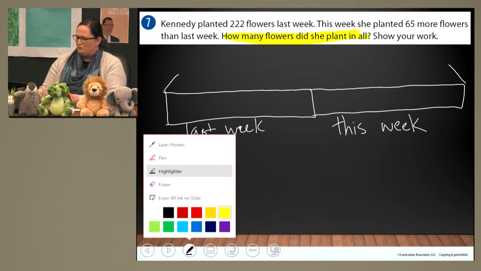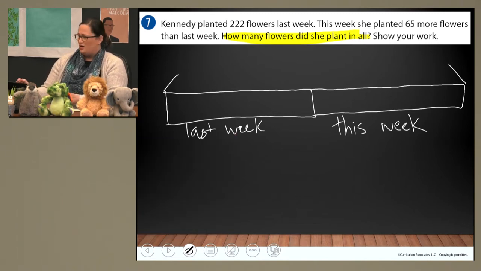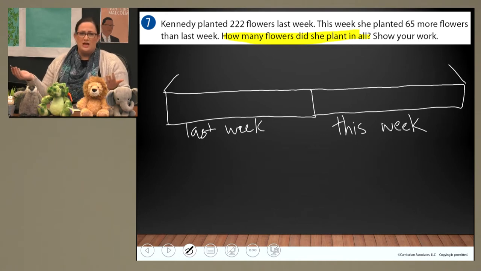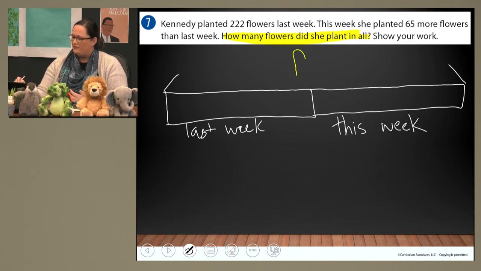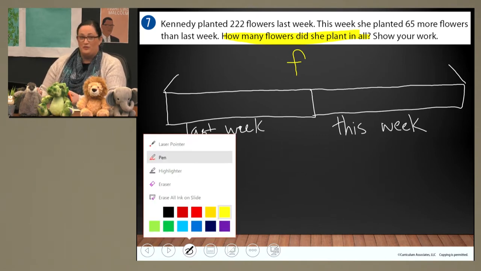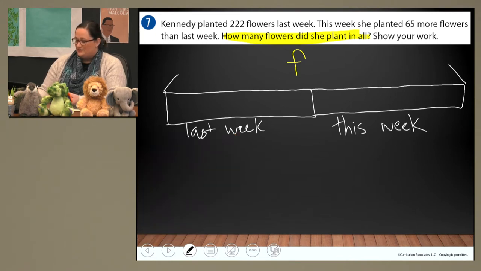So where am I gonna put F for flowers here on my bar model? Where is the unknown? Is it in last week, this week, or the hole up top? Yeah, it's the hole up top, and we're gonna put F. Oh, it's yellow, that's all right, F for flowers. Then I'll write in green for the parts we already know. Okay, now let's read, and let's look for the information we already know that we can fill in the rest of our bar model.